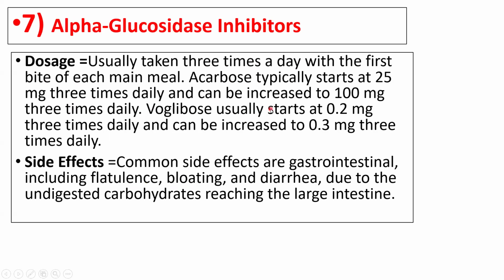Now, acarbose is usually taken 3 times in a day with the first bite of each main meal. Acarbose typically starts at 25 milligram 3 times daily and can be increased to a maximum of 100 milligram 3 times in a day. Voglibose usually starts at 0.2 milligram 3 times in a day and can be increased to 0.3 milligram 3 times in a day. My dear friends, make a table immediately. Common side effects are GI upset, like flatulence, gas in the stomach, bloating, diarrhea, loose motions, due to the undigested carbohydrates reaching the large intestine.